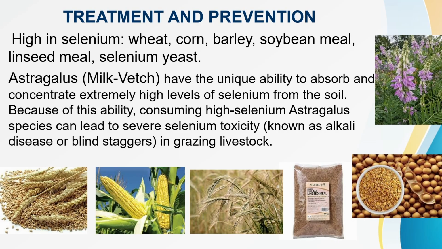Treatment and prevention. Feeds high in selenium include wheat, corn, barley, soybean meal, linseed meal, and selenium yeast. Astragalus, milk vetch, have the unique ability to absorb and concentrate extremely high levels of selenium from the soil. Because of this ability, consuming high-selenium Astragalus species can lead to severe selenium toxicity, known as alkali disease or blind staggers, in grazing livestock.